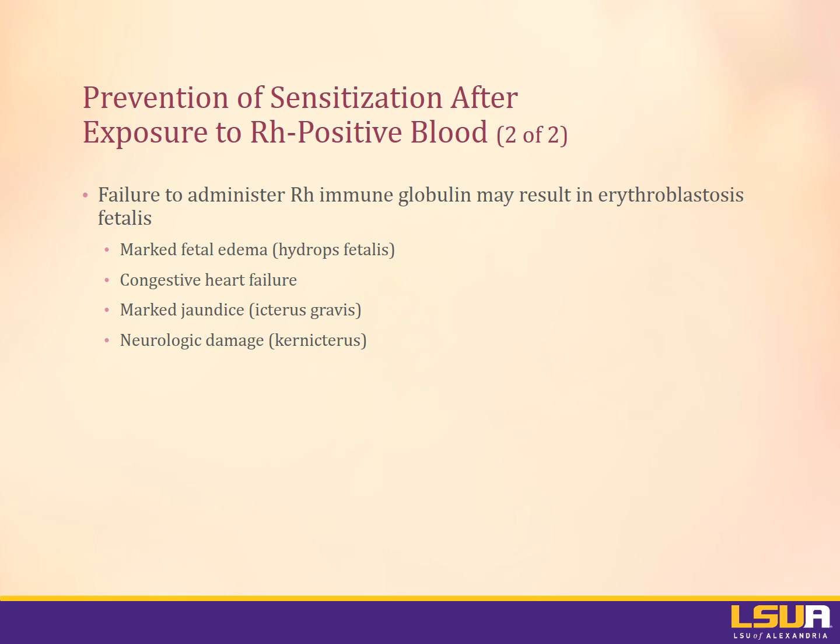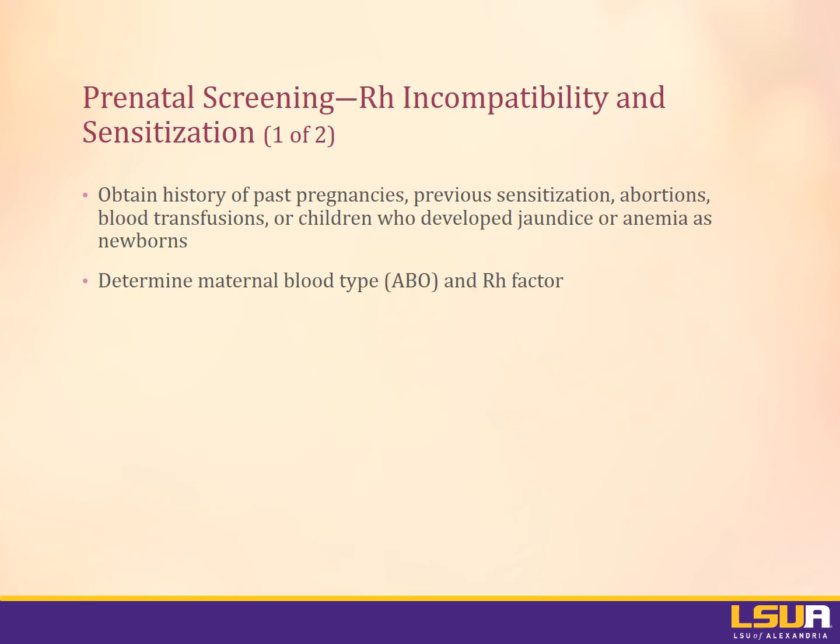Sorry about that. Congestive heart failure can happen. The baby can have marked jaundice, another name for which is icterus gravis, or neurological damage. This is when the bilirubin goes extremely high, critically high, and this is called kernicterus, and that causes neurological damage.